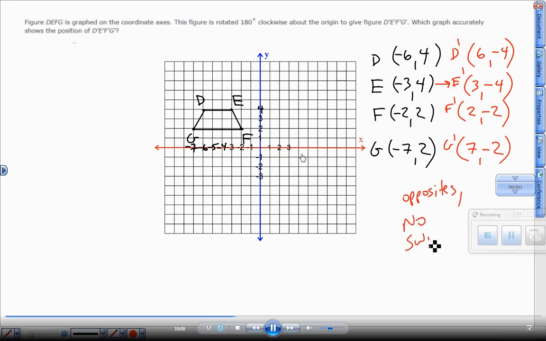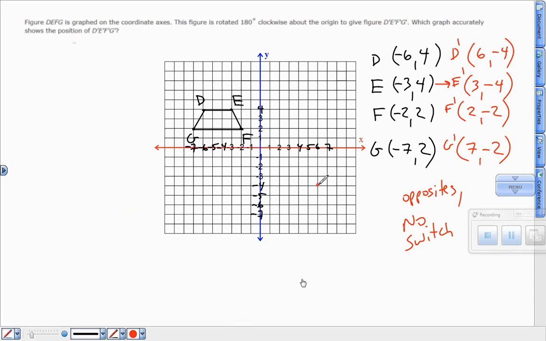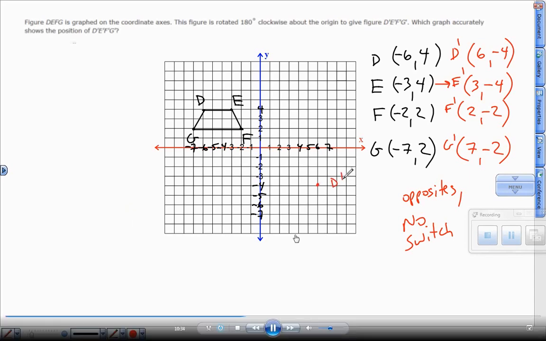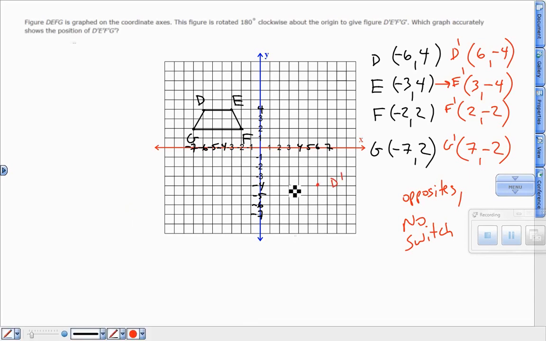And then you need to plot those where they need to go. So over 6, down 4. But again, for a 180-degree turn, just opposite them. Don't switch them around. That's only for a 90-degree quarter turn that you switch the points around. So when I plot it, you'll see it's going to be down here. So right 6, down 4 is going to be D prime. Right 3, down 4 is going to be E prime. Right 2, down 2 is going to be F prime.